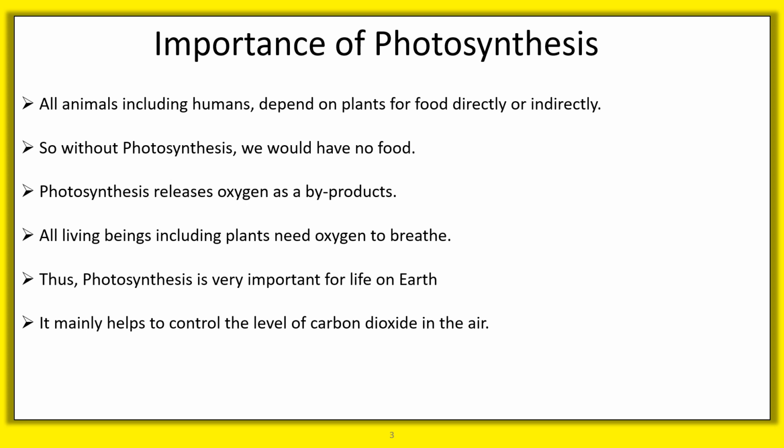All living beings, including plants, need oxygen to breathe. Thus, photosynthesis is very important for life on Earth. It mainly helps to control the level of carbon dioxide in the air. These were the 6 points which define the importance of photosynthesis. Remember these points very carefully because they can come either in the form of question and answers or in the form of fill in the blanks in the exam. So let's move on to our next topic.